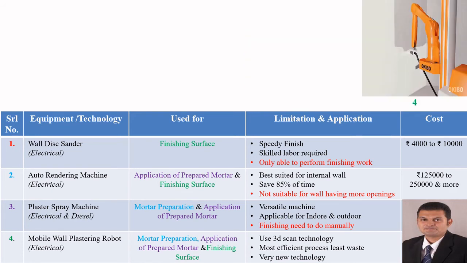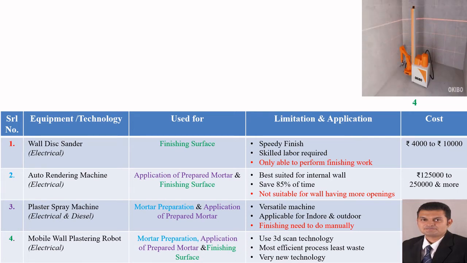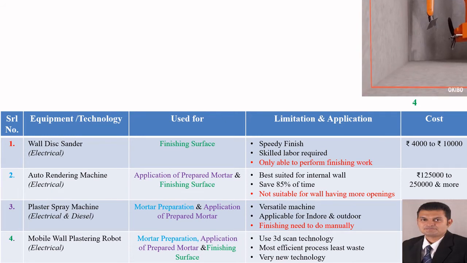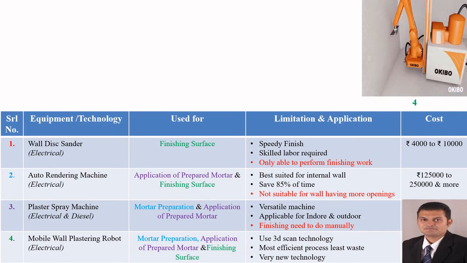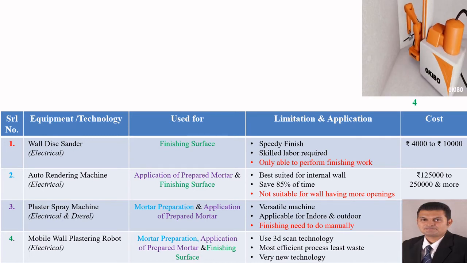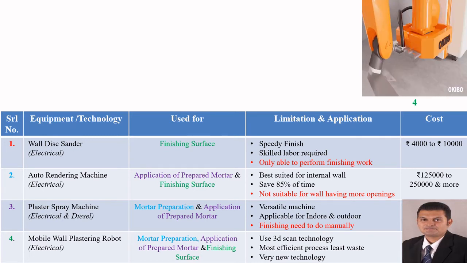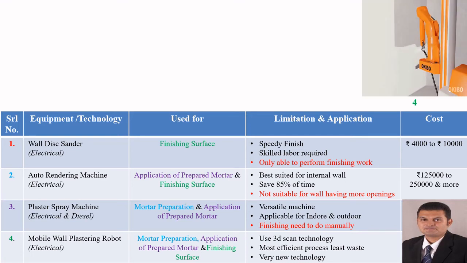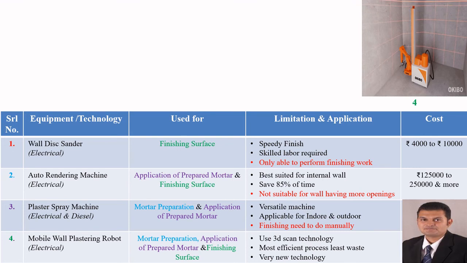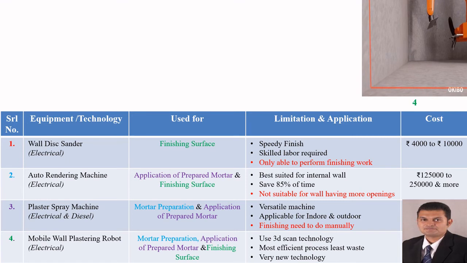The fourth technology is the mobile wall plastering robot. This technology basically uses 3D scan technology. It can be used for mortar preparation, application of the prepared mortar, and also finishing of the surface. This technology is the most efficient and produces the least wastage as compared to any other technology available till now for plastering work. This technology is very new and only a few manufacturers in the world produce it, so right now the cost is very huge. But we can expect that after some years this technology is going to be available at a nominal cost as compared to the other technologies.